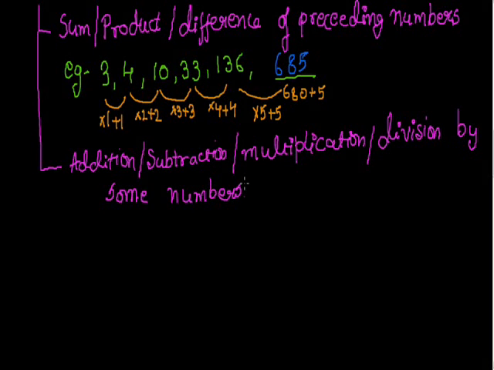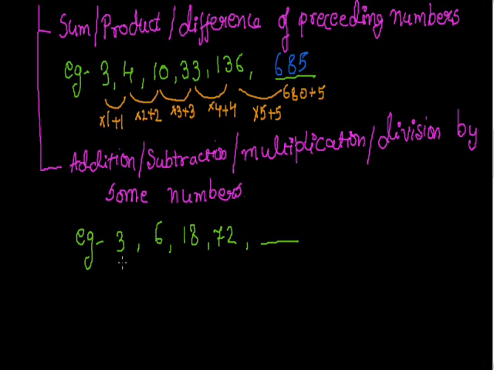Now let us take an example of this. Our series is 3, 6, 18, 72, and you have to find the next. Let us analyze this series.